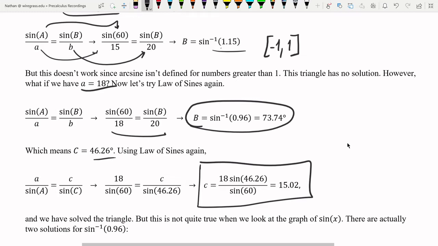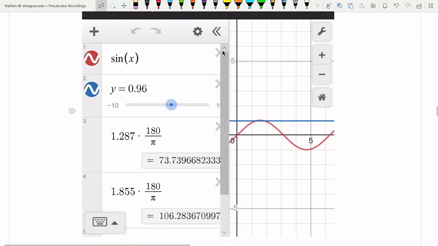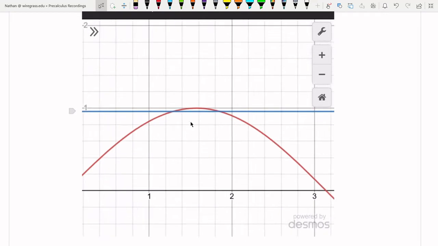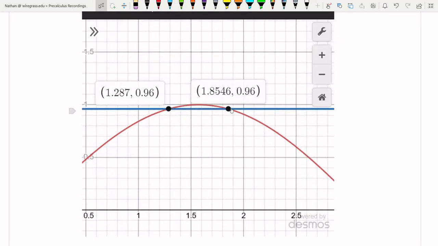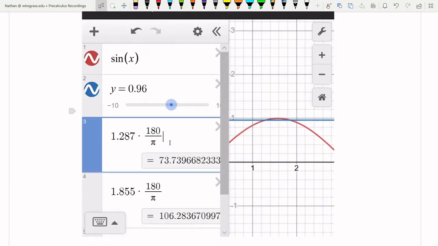The issue is that when you look at a graph of sine, there's actually two solutions for this statement right here. And so let's look at that. Let's look at the graph. Sine of x, and we have this 0.96. If I zoom in here, you can see I get two solutions, 1.287 and 1.854. Those are, of course, in radians. If I show them in degrees instead, I just did the conversion here. I get 73.74 degrees and 106.28 degrees.